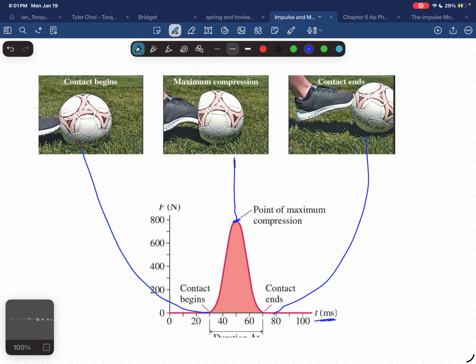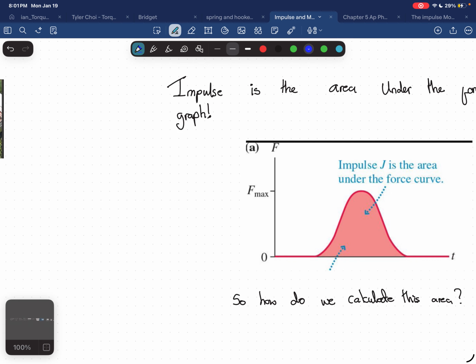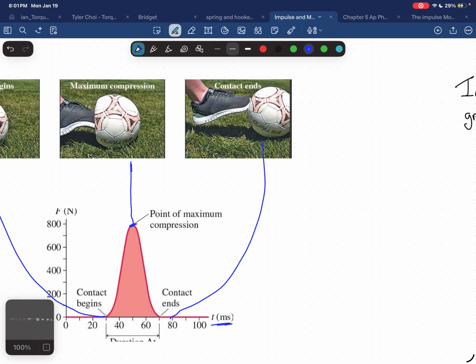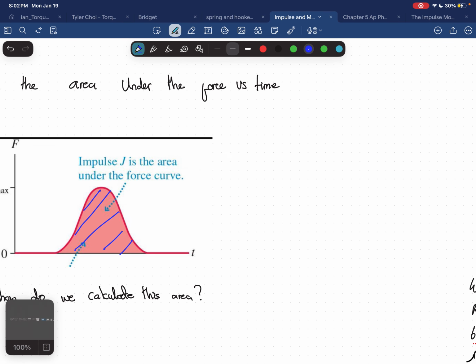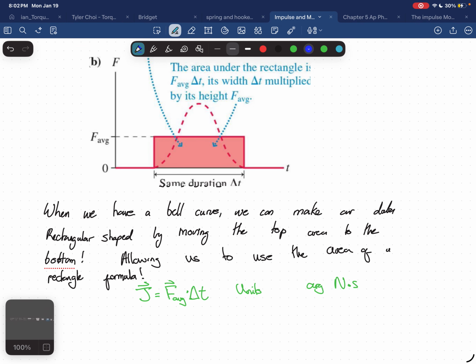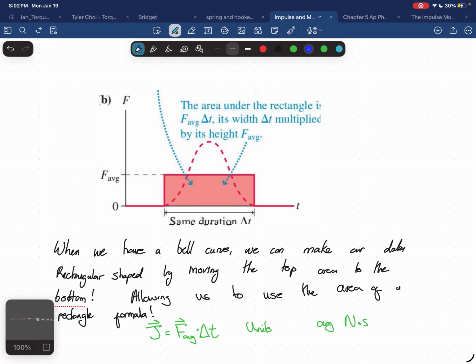So now you might want to ask yourself, how do we calculate the impulse? Well, the impulse is the area under the curve. The impulse is the area under the curve. And how do we calculate this area? Well, we can do a math trick.